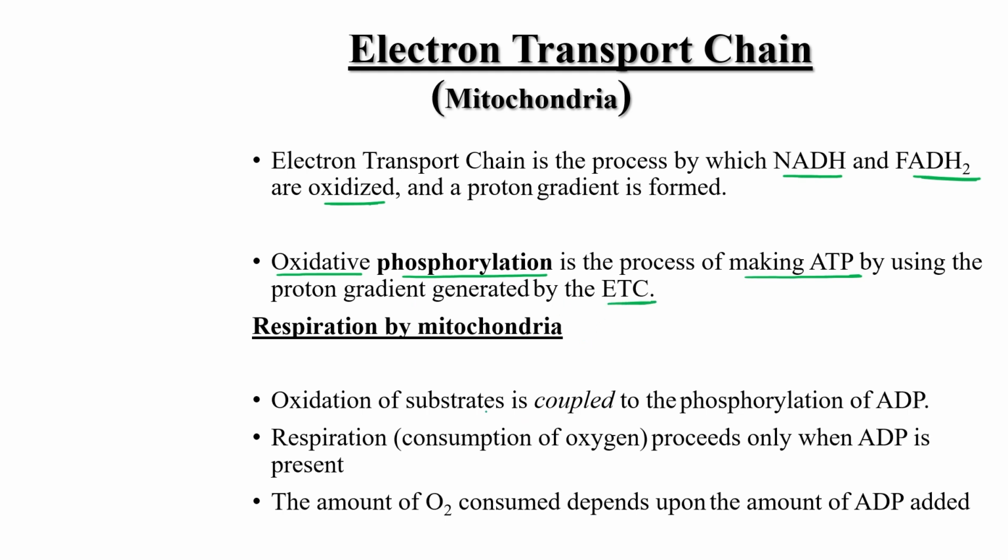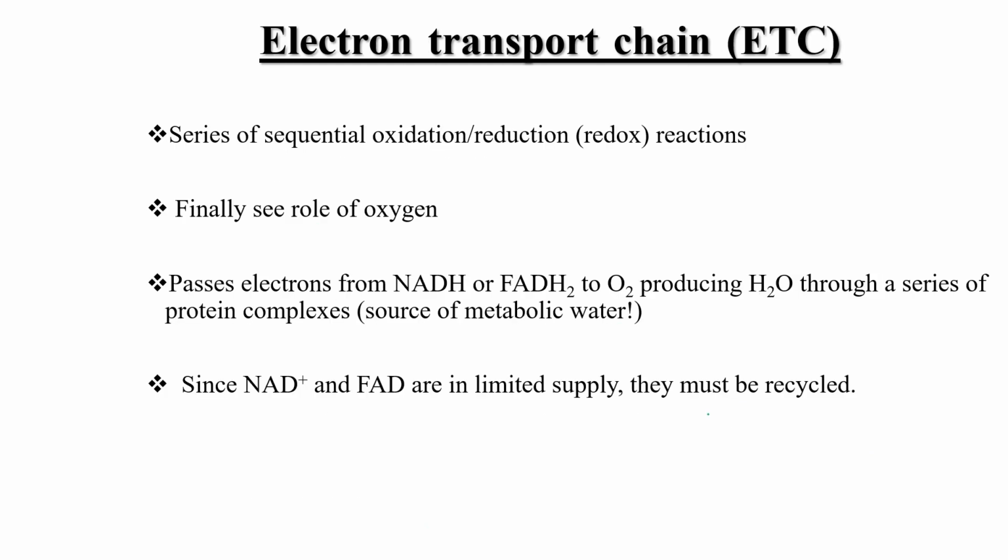Clear? So in respiration by mitochondria, oxidation of the substrate is coupled to the phosphorylation of ADP. Respiration proceeds only when ADP is present. The amount of oxygen consumed depends upon the amount of ADP added. There is a series of sequential oxidation and reduction reactions during this electron transport chain, and what is the final acceptor of those electrons? Oxygen acts as the final acceptor.